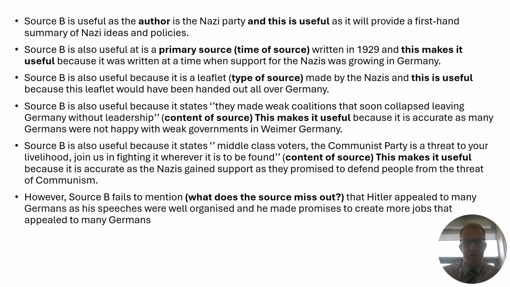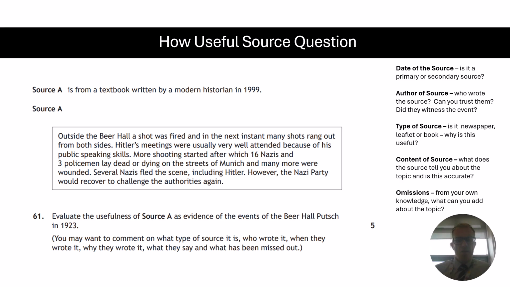The next one I'm going to give you is an example of a secondary source. So in the exam, you will get a how useful question, possibly, that will be a secondary source. So a primary source is produced very close to the time of the event. So 1915 is during the time of World War I.